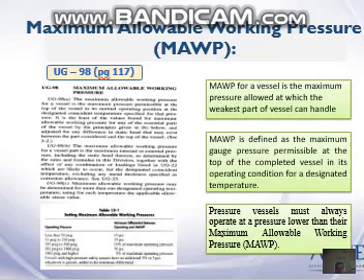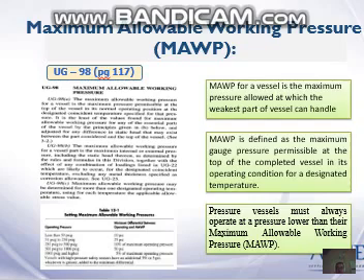Maximum allowable working pressure, MAWP. UG 98, page 117 mentioned the requirements of MAWP. Pressure vessels must always operate at a pressure lower than their maximum allowable working pressure, MAWP. MAWP is defined as the maximum gauge pressure permissible at the top of the completed vessel in its operating condition for a designated temperature. Generally, MAWP will be higher than the design pressure because wall thicknesses are in discrete sizes and the designer will always choose a value greater than that called for.